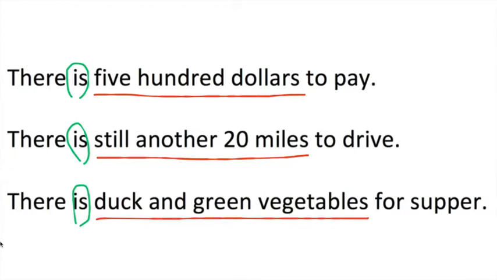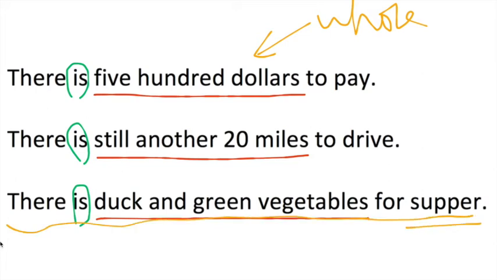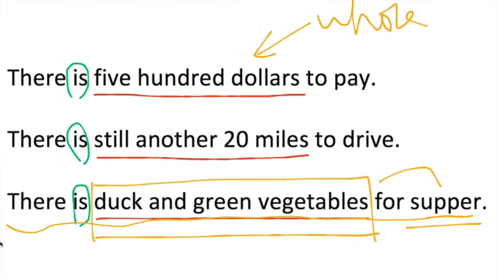So the reason being, in these 3 cases, there is $500 to pay. Still another 20 miles to drive. And duck and green vegetables for supper. The reason being that we look at them as a whole. So for example, in this case, for supper we need both duck and green vegetables as a whole for supper.